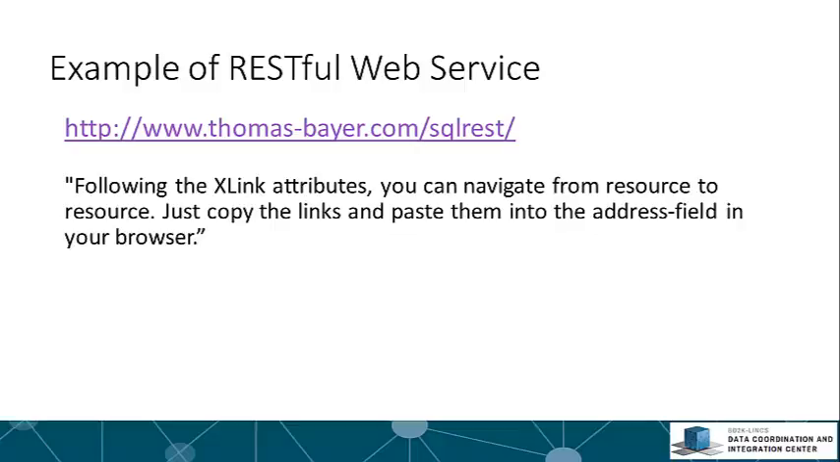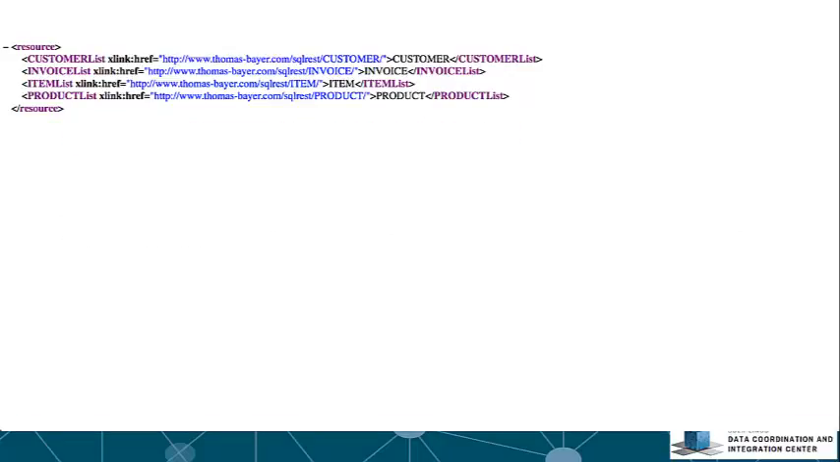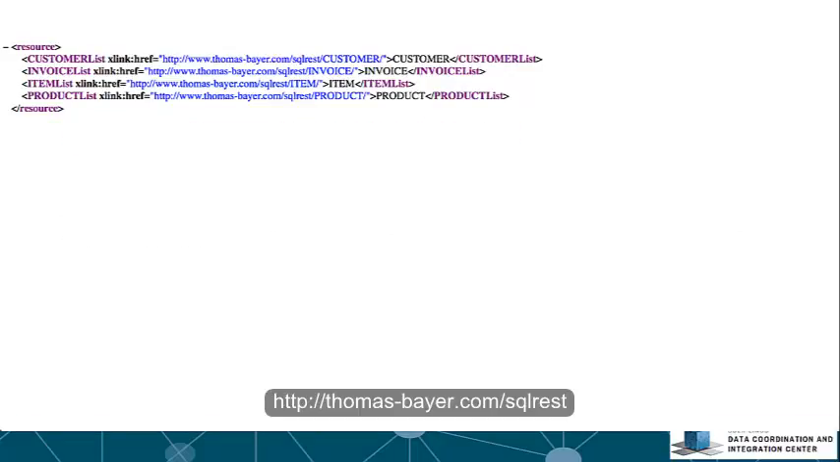Before we begin, notice the description. Following the X-link attributes, you can navigate from resource to resource. Just copy the links and paste them into the address field in your browser. This description is simple because part of the ambition for a RESTful web service is that things are self-explanatory. In every response, you get everything you need. We'll see what that means. First, let's click on the link.